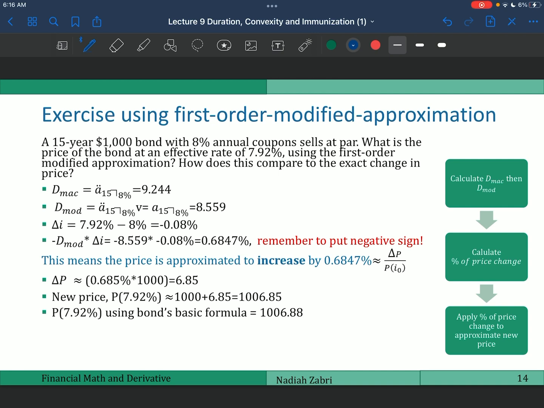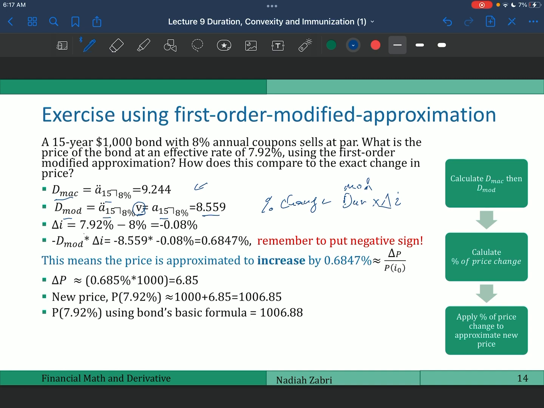Let's first do the first order modified approximation using the modified duration. We can get Macaulay duration with this formula. So we got 9.244, and then the modified duration is simply an adjustment, so you multiply by v. Technically, if it is an annuity due, you multiply by v and you get the annuity immediate version. So it is 8.559. And then, as we know just now, to get the percentage change, we need to multiply the duration with the change of yield.